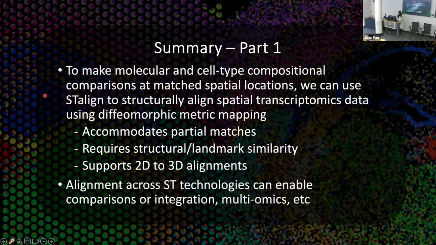Okay, so with that, just to summarize the first part, again, to make molecular and cell type compositional comparisons and match spatial locations, we've developed STalign to perform these structural alignments using diffeomorphic metric mapping. Certain details I didn't get into, we can accommodate partial matches. It does require structural and landmark similarity. We can also align 2D to 3D. So if we have light sheet imaging, we can register 2D sections back into our 3D. And I encourage you to check out our paper for more details.